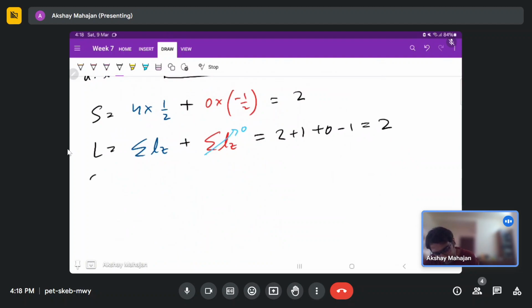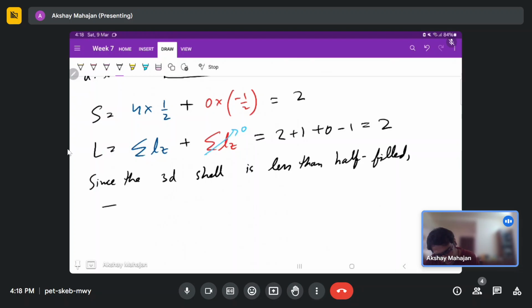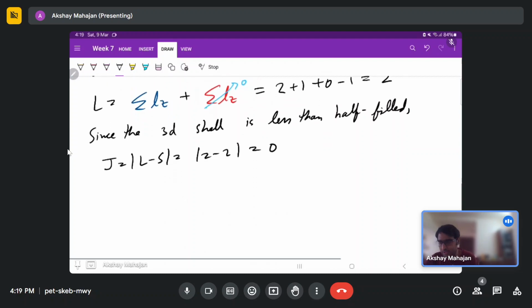Now since the 3d shell is less than half filled, we will have J equals to mod of L minus S, which will be 2 minus 2 equals to 0. So in this case we have J equals to 0 and L is equals to S.